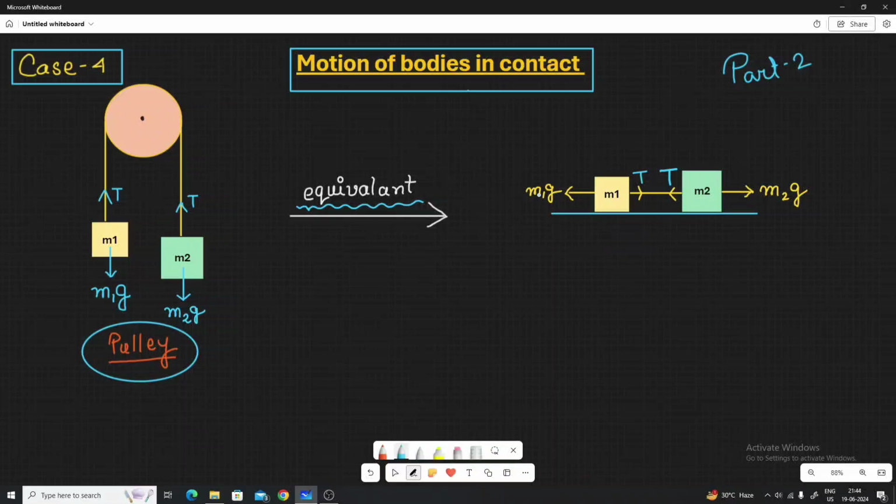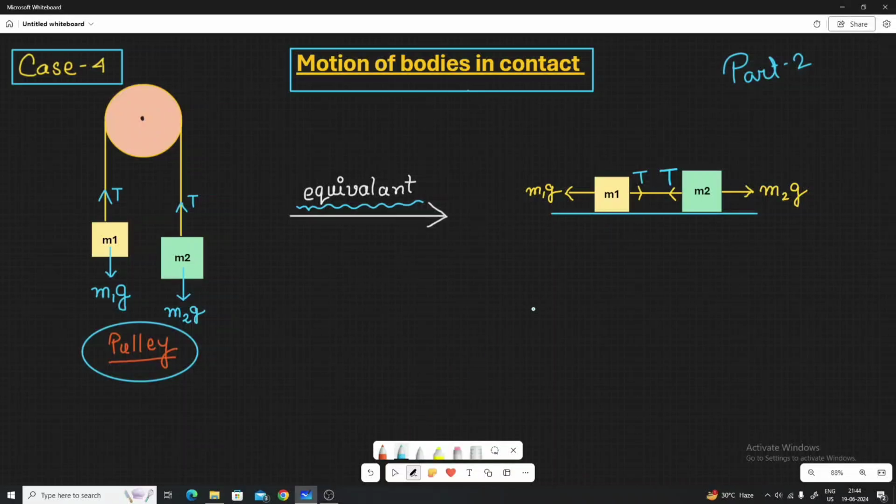Okay, now just think, if M1G is not present here, then only M2G is present. Then what will happen? This force will act on both of the masses M1 and M2 as they are bound by the string. Now if you ignore this force M2G, then this force M1G will act on both of the masses M1 and M2. So that's why the resultant force will act on both of the masses.